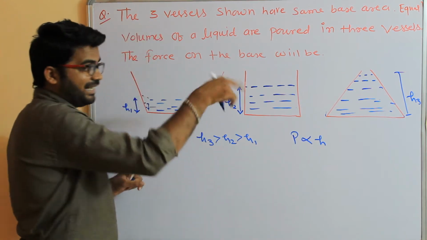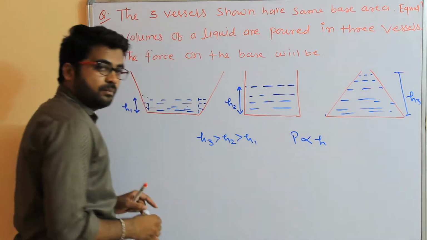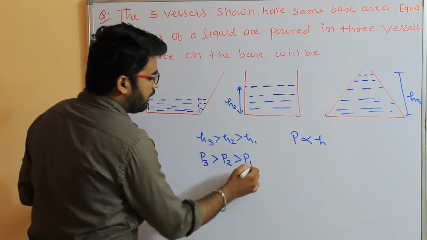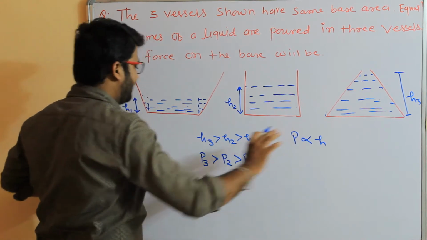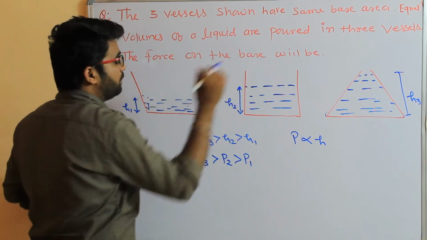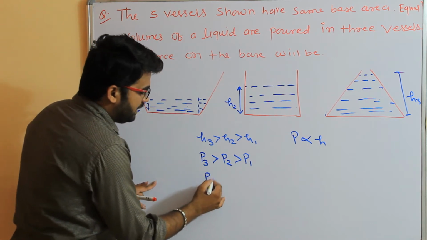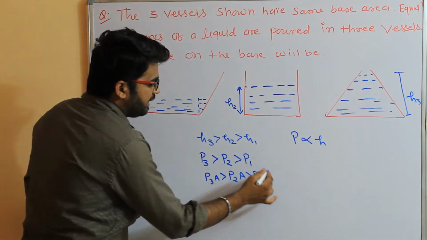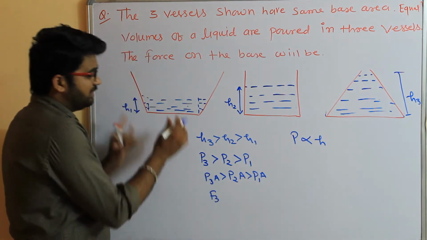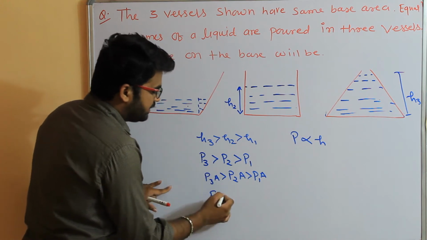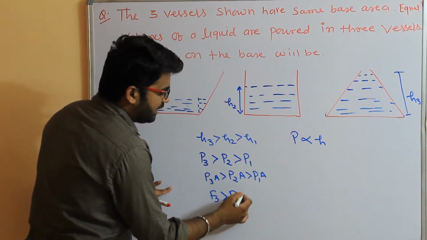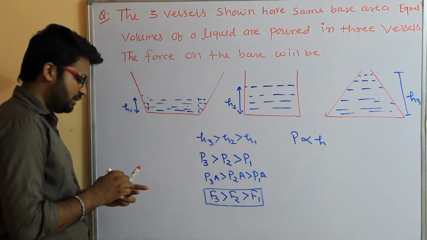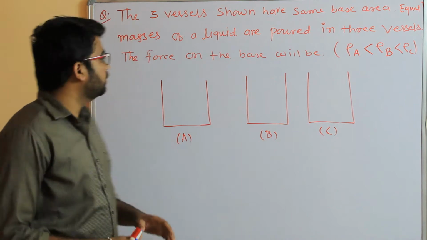So H3 is greatest, so pressure at this point will be the greatest, so P3 is greater than P2 is greater than P1. If I multiply by the base area, we will get the force on the base, that is P3A is greater than P2A is greater than P1A. So the force on the base of the third vessel will be greater than the second, which is greater than the first. And this is the answer.